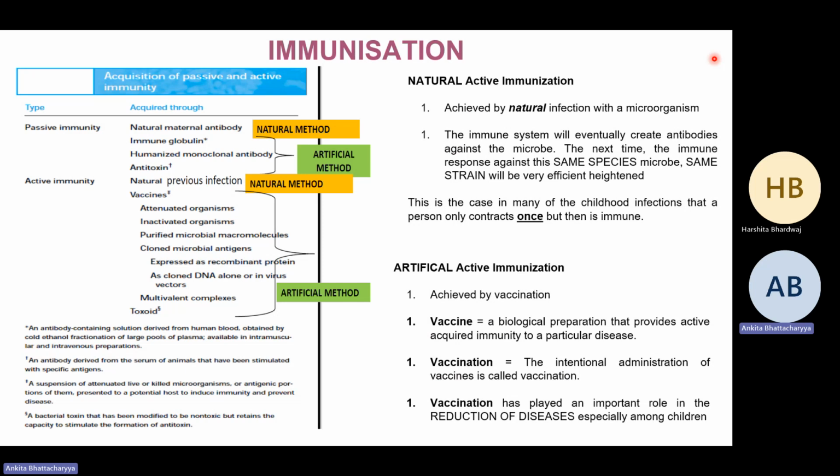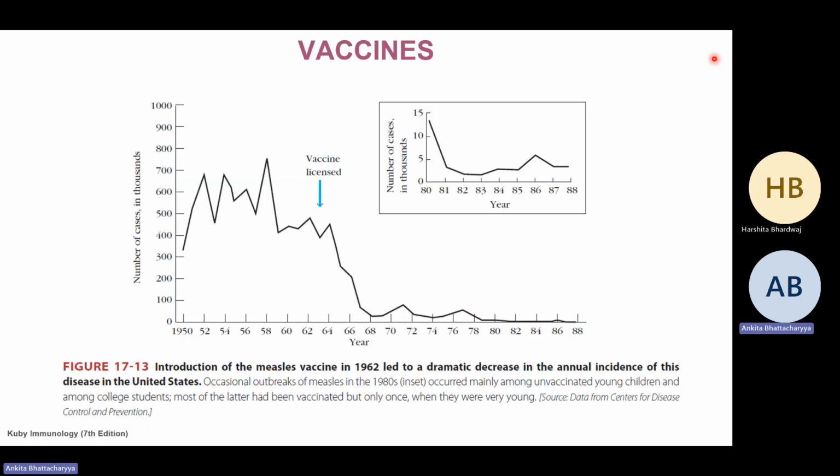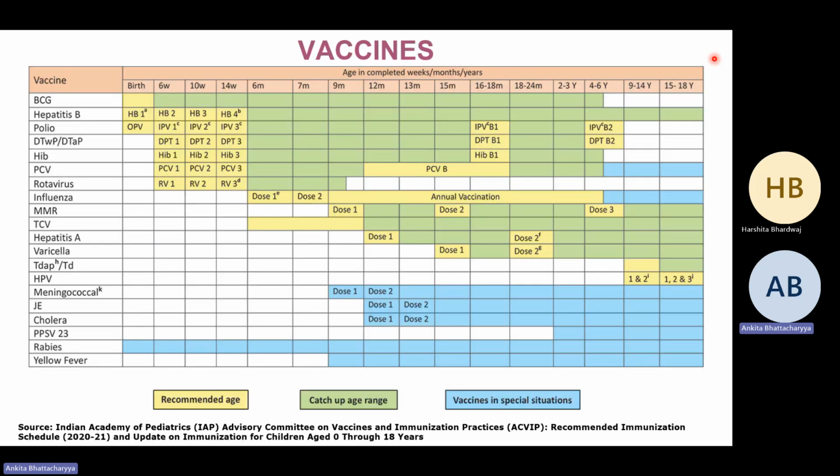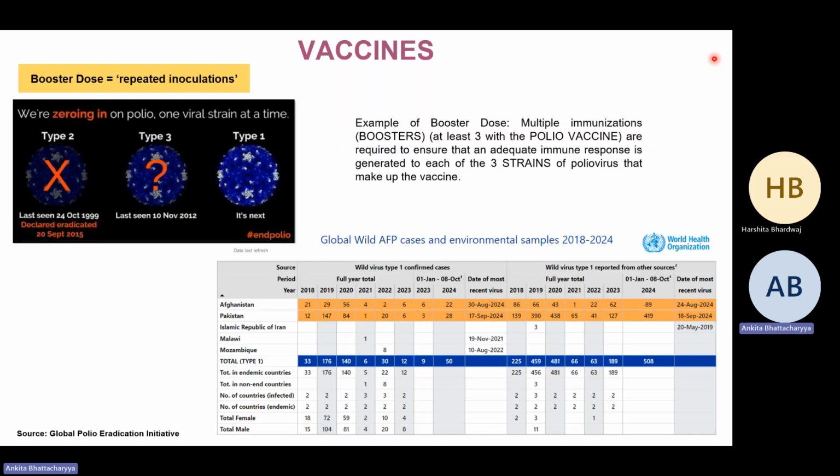Then the types of immunization, natural active or artificial active, and their examples should be very familiar to you by now. Then we looked at the different dosage that is usually recommended by the Indian Academy of Pediatrics. So that gives us a real life idea of how drugs need to be administered.